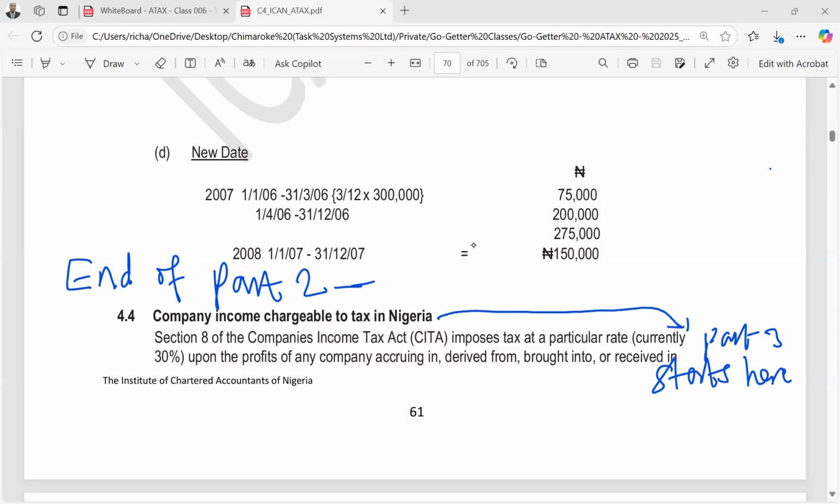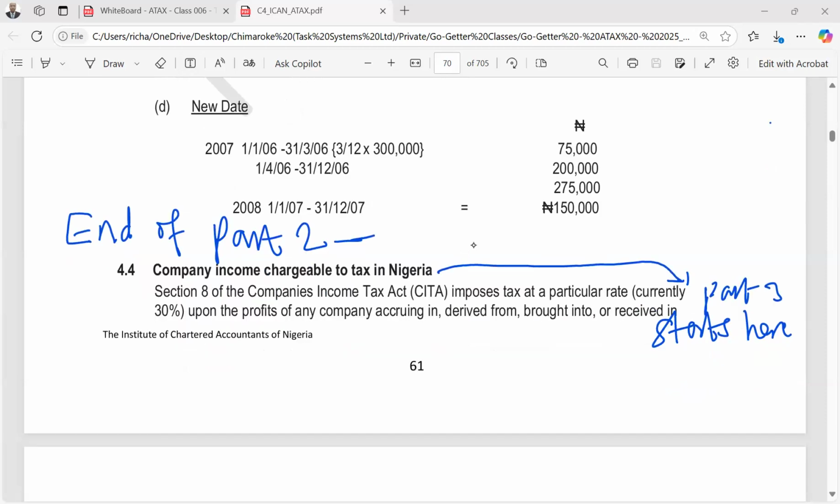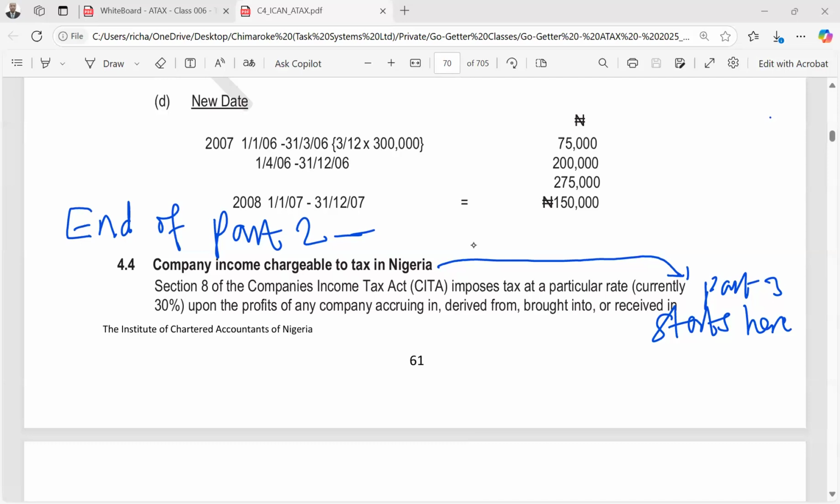Okay, so just to recap on that, we said there are three C's: the commencement, the cessation, and the change of accounting date. We are going to be taking questions on that later. But for now, let's look at company income tax chargeable. So the company income chargeable to tax.